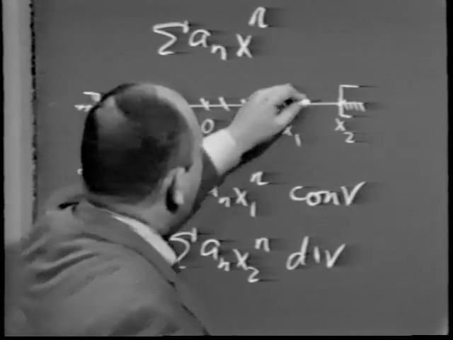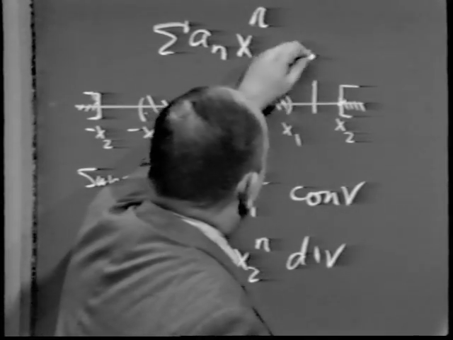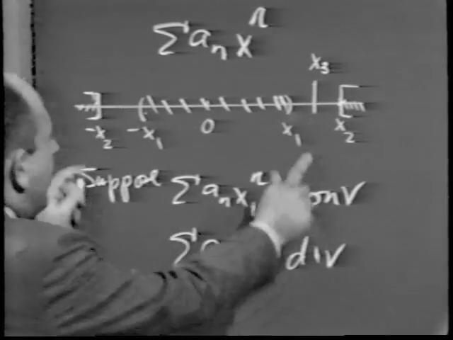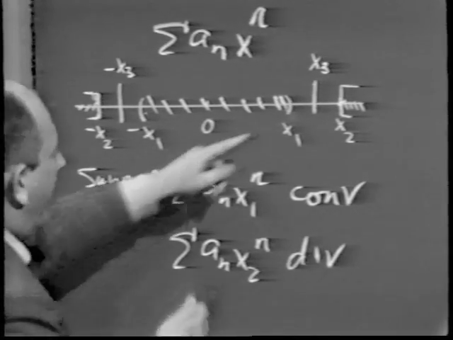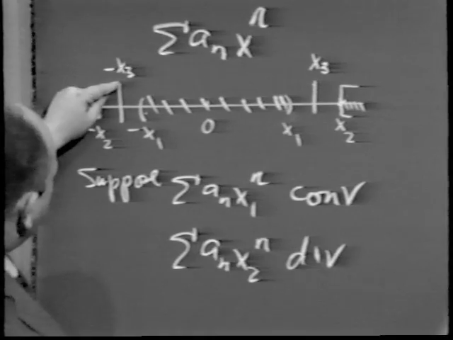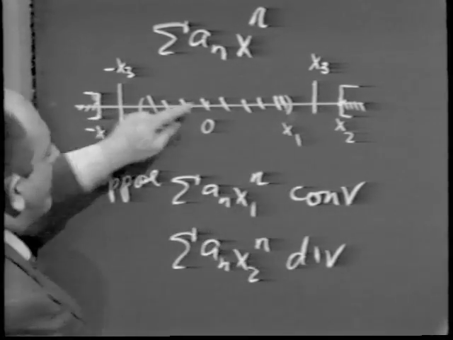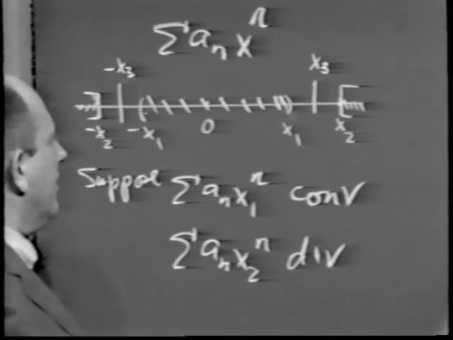So what we do next is what? We pick a number which we'll call x3. We then see whether this converges or diverges. If it converges at x3, we know that the radius of convergence extends all the way between minus x3 and plus x3.